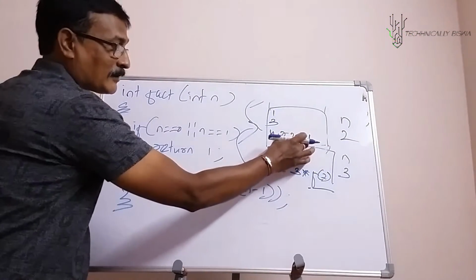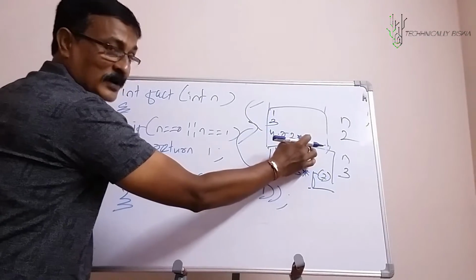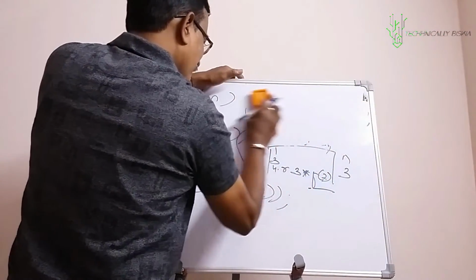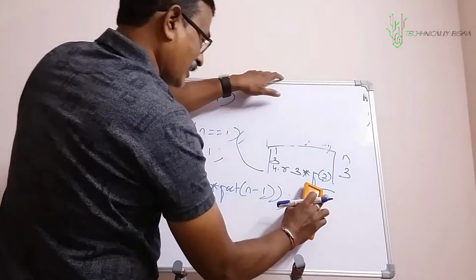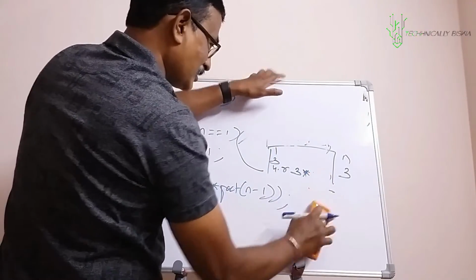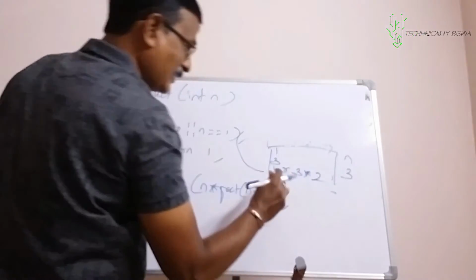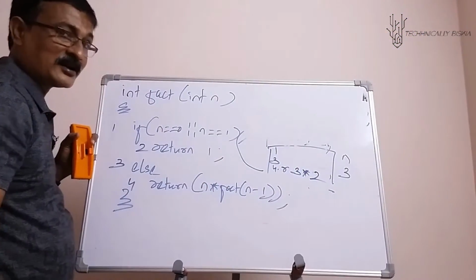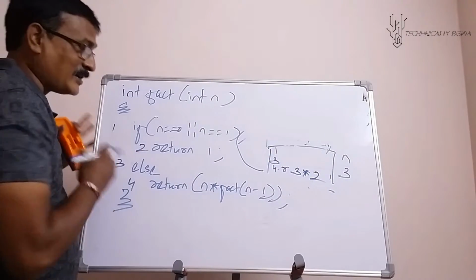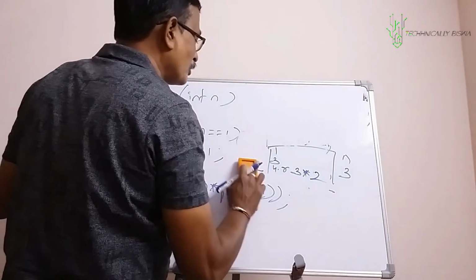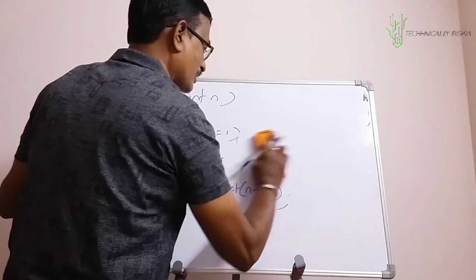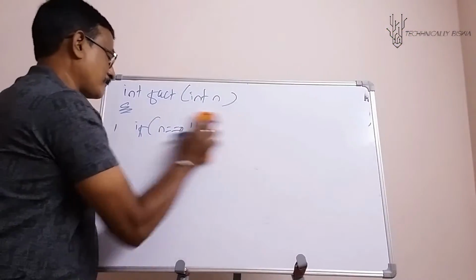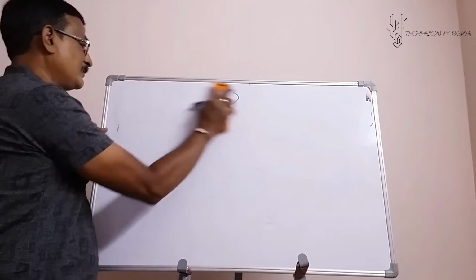Now this line will be completed. Return 2 into 1, that is 2, and this stack completes and goes away from memory. By that time it will return 2 here to this place, and finally this line is again executed. Return 3 into 2. How much will it return? It will return 6, and 6 will be returned to whom? To the main function. The printf statement will print the value 6, which is the factorial of 3.